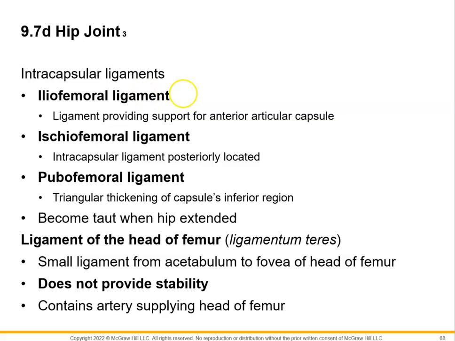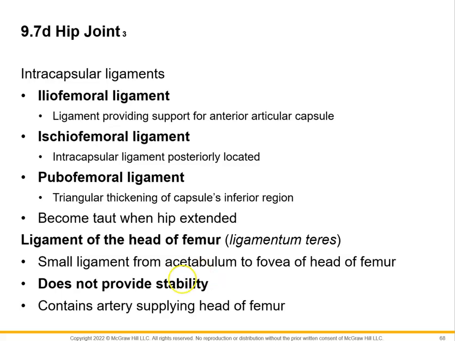Okay, and then there are several intracapsular ligaments, the iliofemoral ligament, the ischiofemoral ligament, and the pubofemoral ligament. What I want you to know about these is that they provide support to the hip joint. There is a ligament of the head of the femur. This is called the ligamentum teres. That's a small ligament that goes from the acetabulum to the fovea of the head of the femur, and it does not really provide stability.